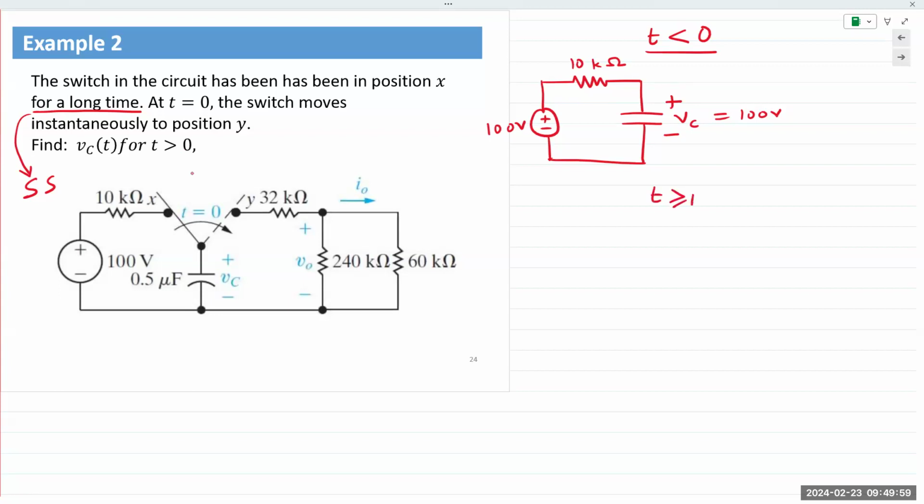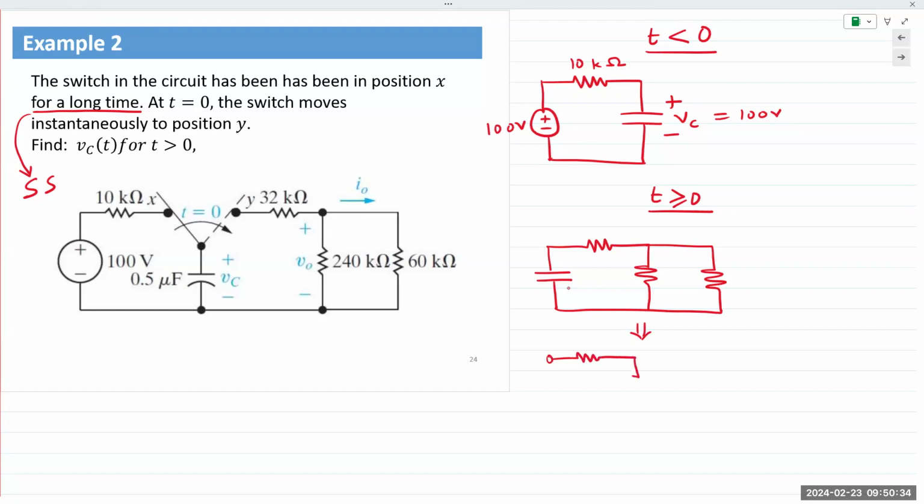For time t greater than or equal to 0, the switch is flipped to the right, and now the source is disconnected. I have a fully charged capacitor connected to 3 resistors and no source. And since there is no source, I expect this to be a natural response circuit. And again, I want to reduce this to find Req as seen by the capacitor.